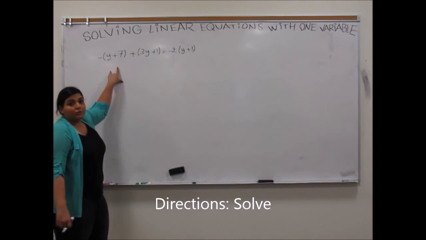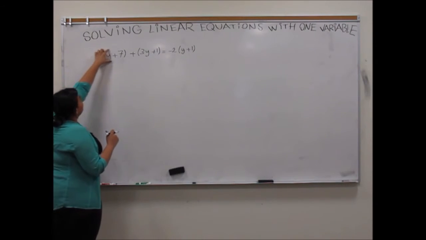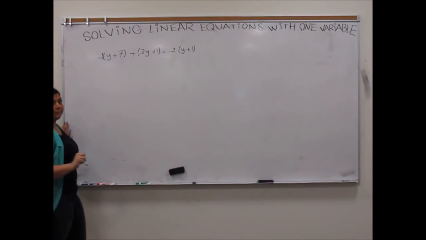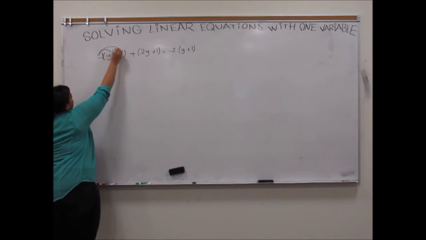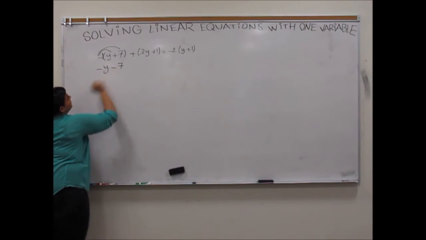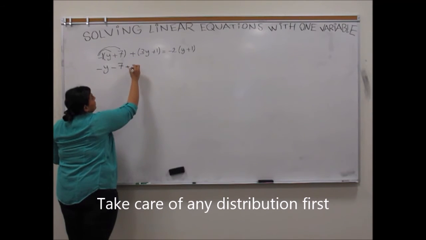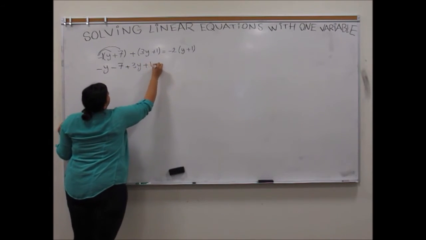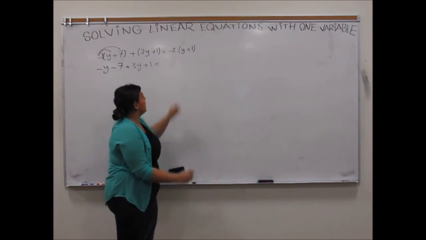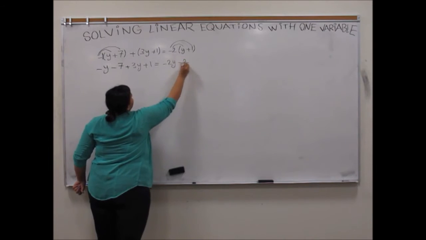So I assume you gave it a try before, so now I'm going to do this with you. So for the first parenthesis, notice that this negative is actually a negative 1 here, right? So I'm going to distribute this negative 1 to both of them. So it's going to be negative y minus 1 times 7, negative 7. Here, I can just get rid of parentheses because there is nothing right there. So 3y plus 1 equals. For the negative 2, again, I have to distribute this negative 2 to y plus 1. So negative 2y, negative 2.